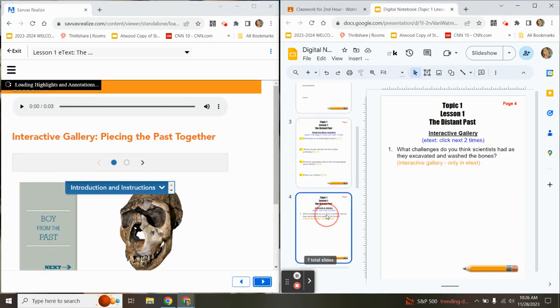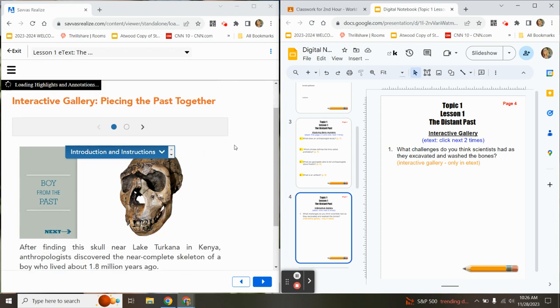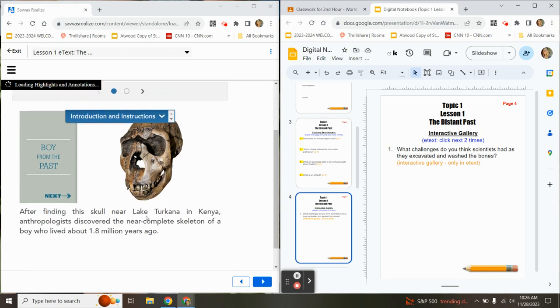We are going to look at this interactive gallery, piecing the past together. So after finding this skull near Lake Turkana in Kenya, anthropologists discovered the near-complete skeleton of a boy who lived about 1.8 million years ago.